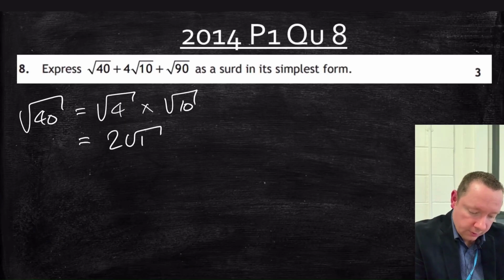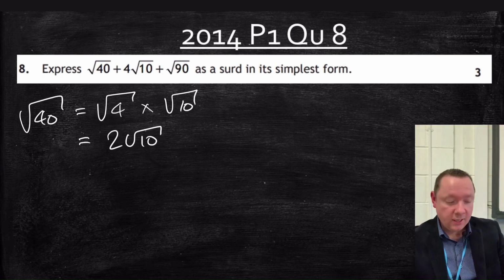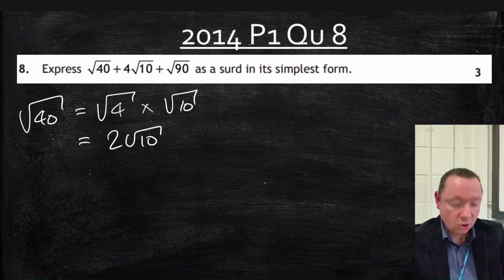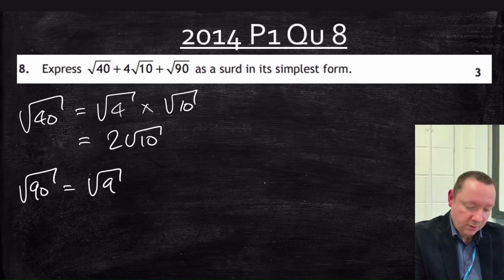2 root 10. Notice how root 10 has appeared, and we now know that root 10 is already simplified because 4 is the biggest square number that goes into 40 and it gave us root 10 as an answer. So I don't have to try and simplify my root 10. So I'll now go and simplify my root 90. Well, that's 9 times 10.